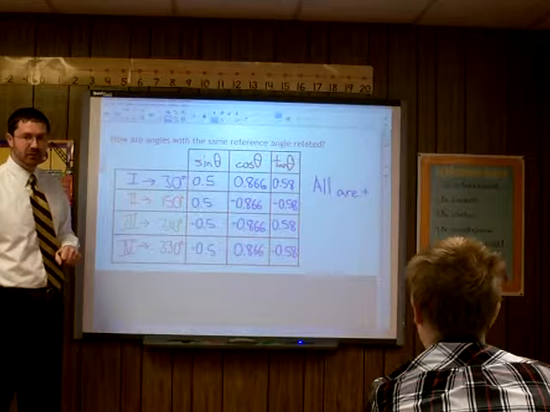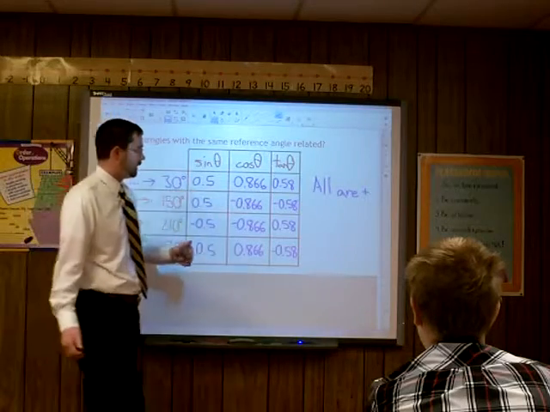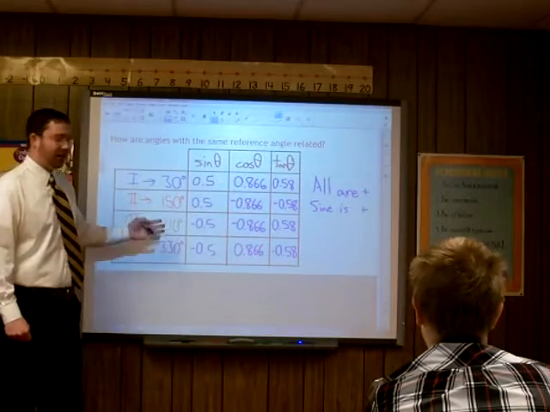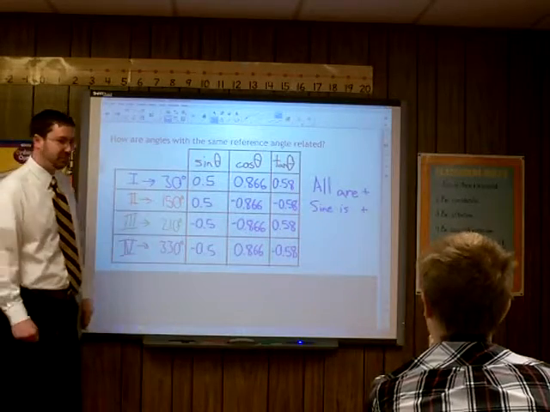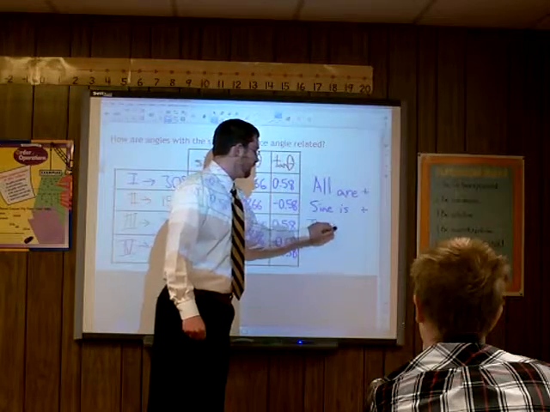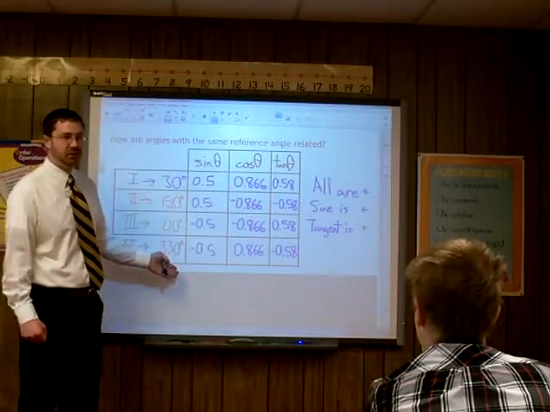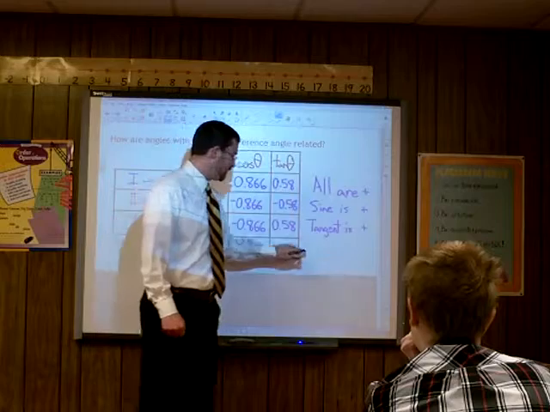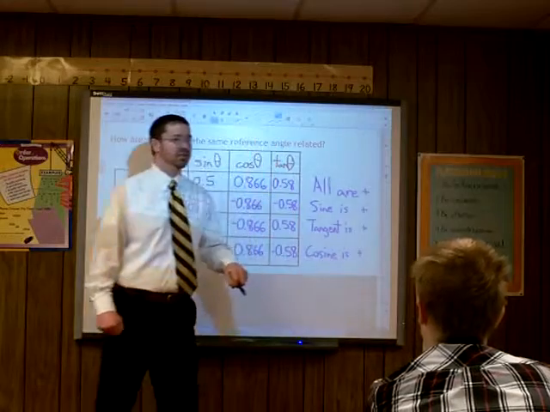Harry? Okay, so which one's positive? The first one, sine. So sine is positive. And how about our third quadrant? Only tangent is positive. Very good. And the last one, fourth quadrant? Gabby? Only cosine positive. That's right. Only the cosine is positive.